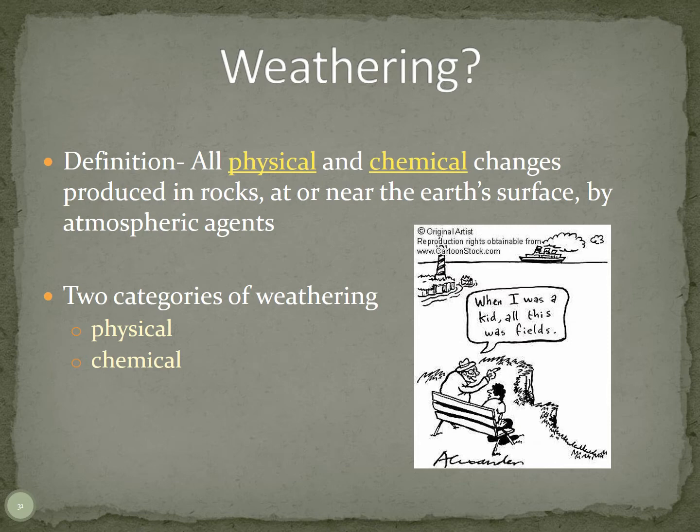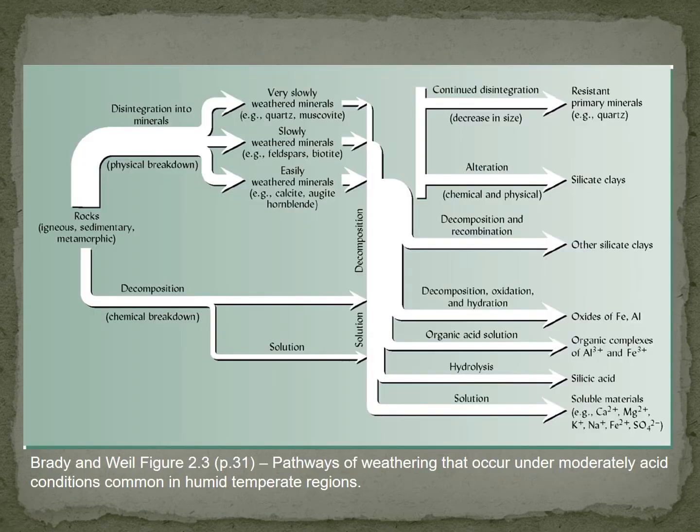Weathering. This happens at or near the Earth's surface by atmospheric agents generally, and there are two categories of weathering. There's both physical and chemical. Brady and Weil have a great figure that breaks down how minerals disintegrate very slowly or easily, how they change in different ways, which minerals change in those ways, and what they ultimately turn into.